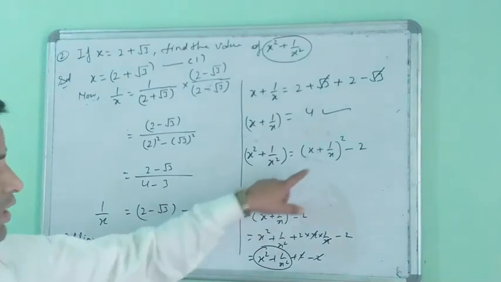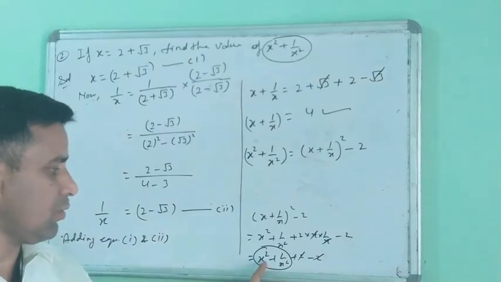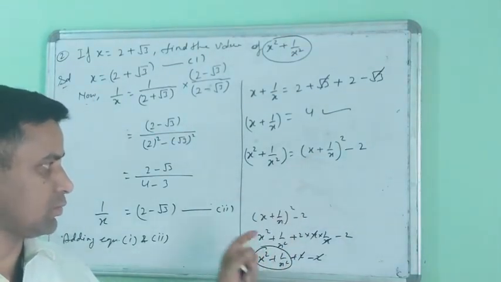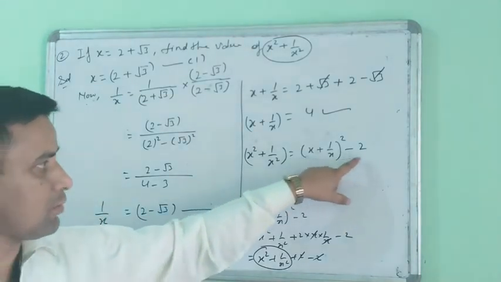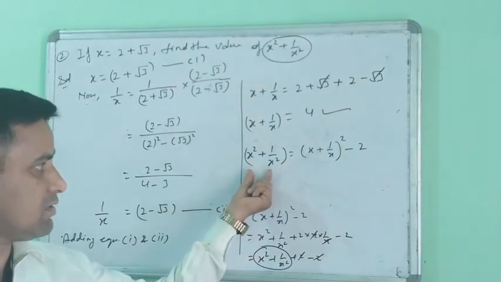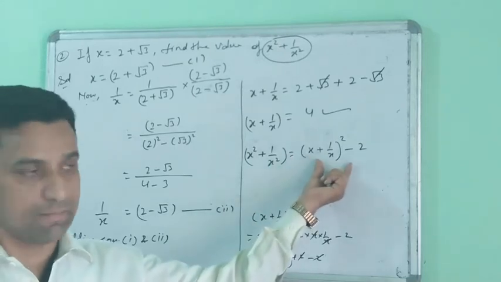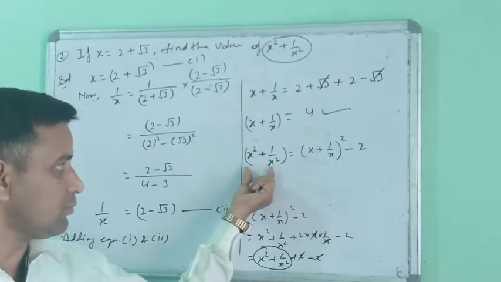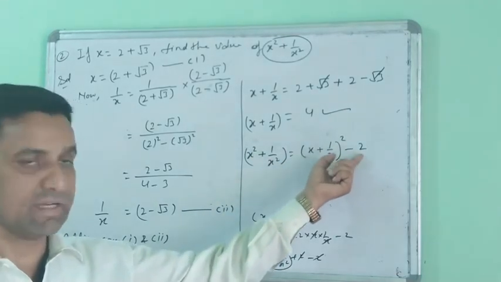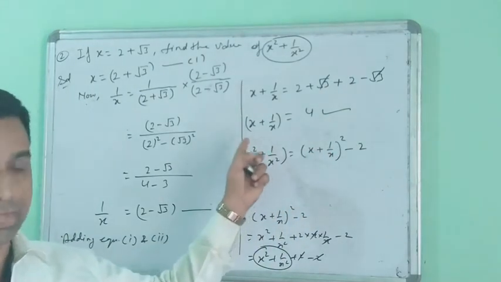When you solve the right-hand side, you will get the value of x square plus 1 upon x square. Look, this portion and this portion are the same value. So then you can write x square plus 1 upon x square equals x plus 1 upon x whole square minus 2, meaning the RHS portion equals the LHS portion. How is it possible?